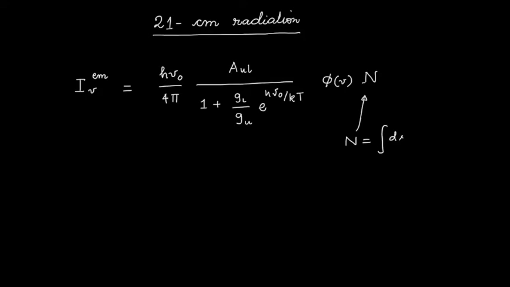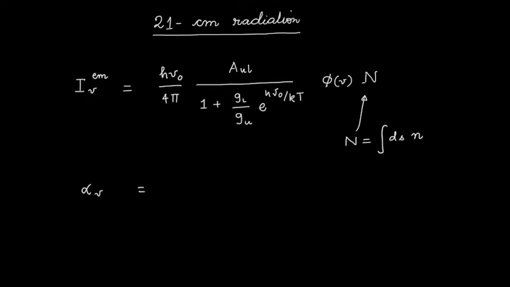Remember, n is what we called the column density. So let me just put n over here, which is integral over ds on the number density. And this assumes that phi is independent of s, but that's all right. For the time being, we'll carry on that assumption.